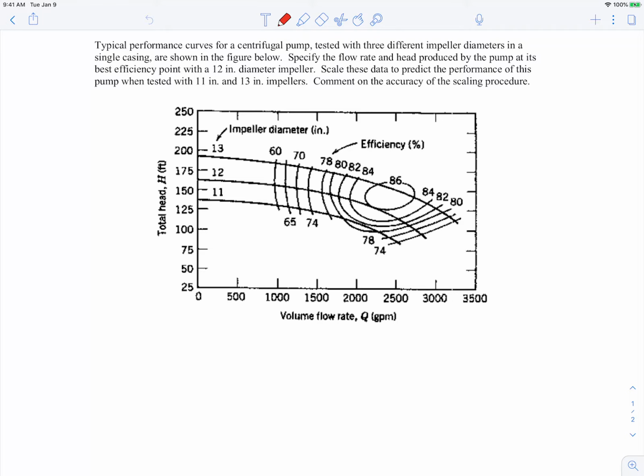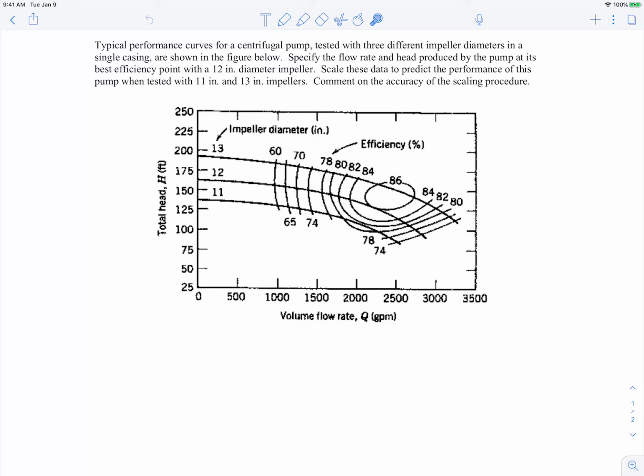In this example, we're going to investigate the use of some of the scaling laws we've discussed in the lecture and also in the reading. And we're going to compare the scaling predictions to what we have from this pump performance plot. So let's go ahead and get started.